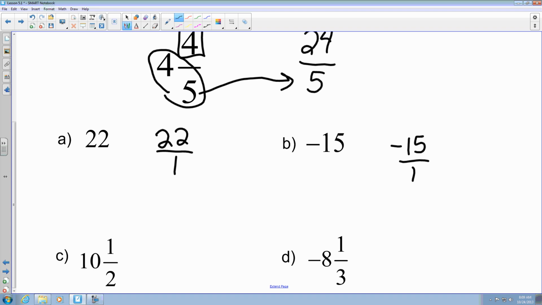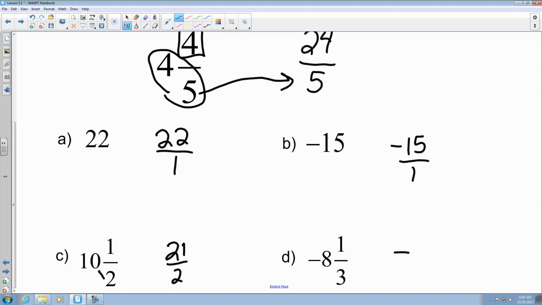Okay? For C and D, we have to use the steps to make a mixed number into an improper fraction. So 10 times 2 is 20. 20 plus 1 is 21 over 2. Okay? Looking at D, here's something that is very important, especially when it comes to using negative mixed numbers. You do not pay attention to the negative number until the very end. So I'm just going to put that negative number at the end. It doesn't matter if it's negative or positive when it comes to the multiplication and adding of our values, okay?